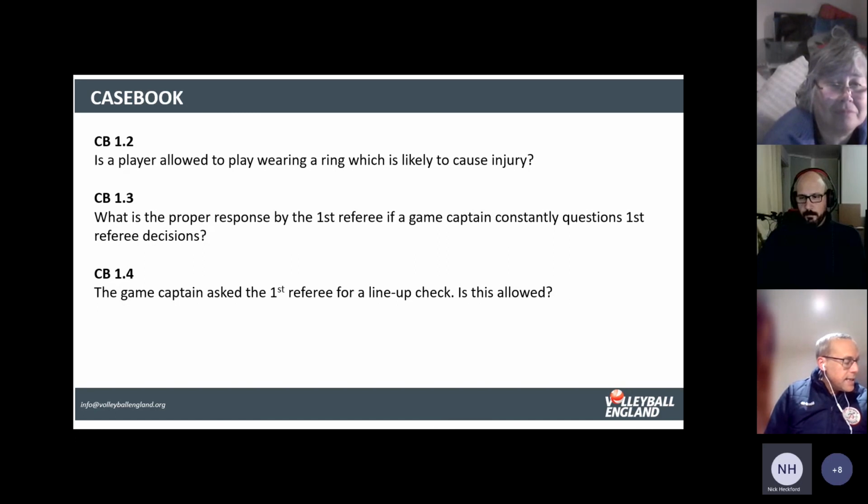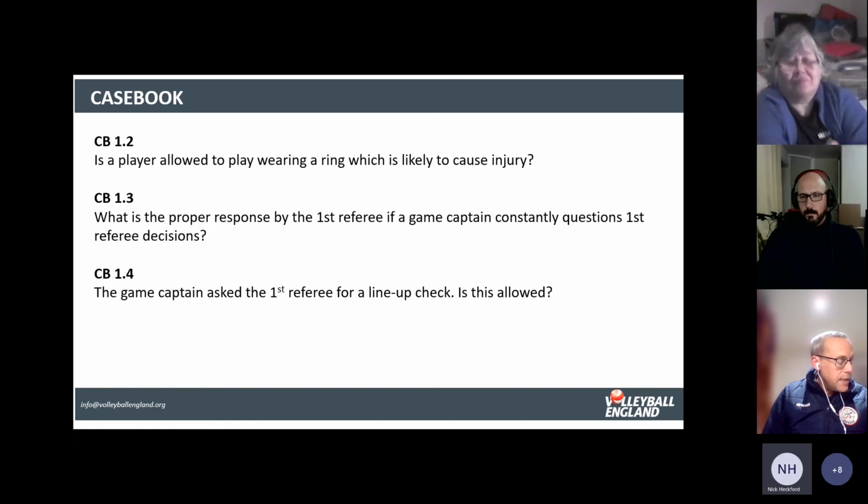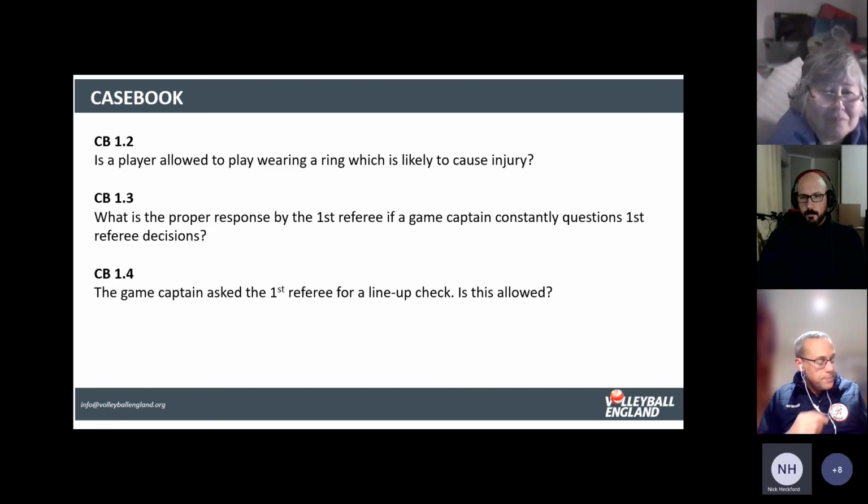Now, what the casebook says is that the game captain can do this. Obviously, they have the right to make a request, but it must not be abused. They can only have detailed information about their own team, and they cannot have any information about the opponent team as to whether they are correctly positioned or not. So that's what it says.